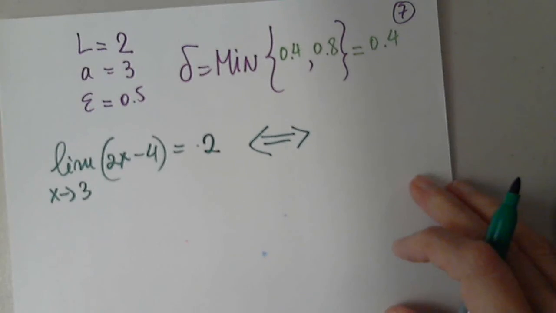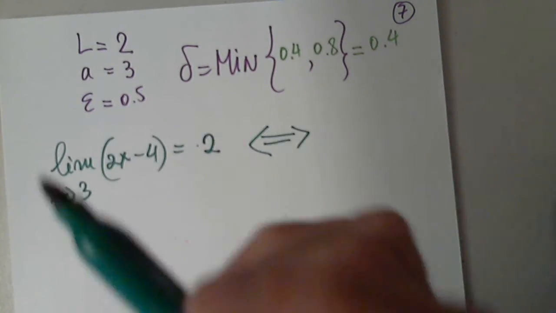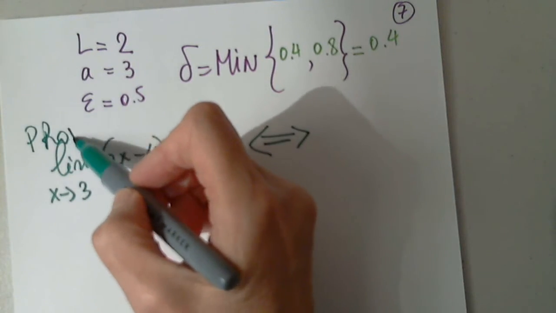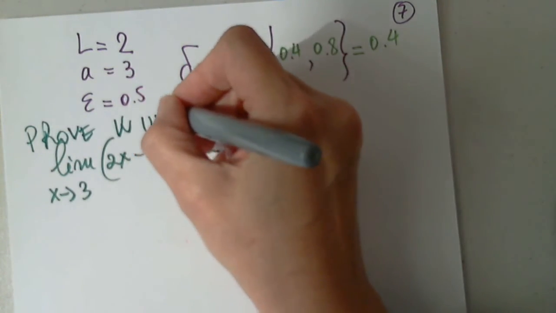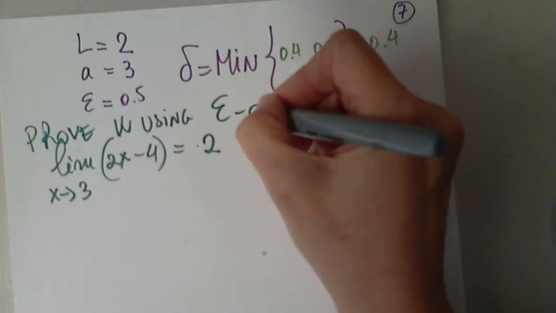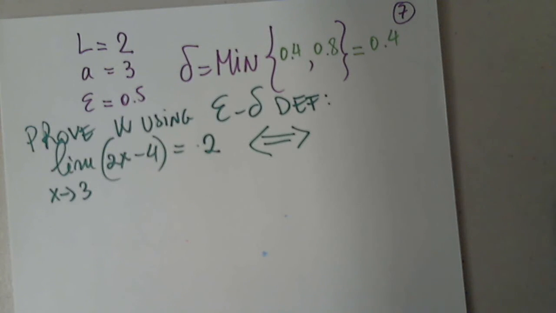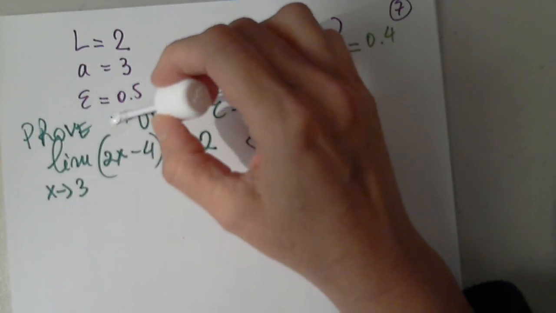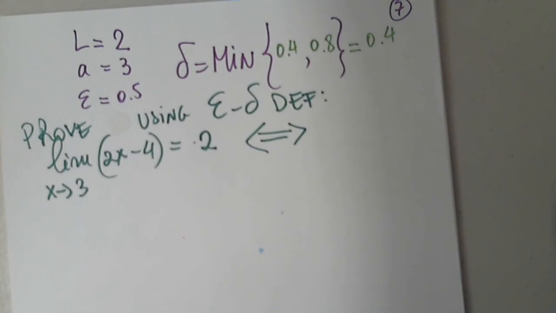Excellent. Let's start. So the question is asking, let's write what the question is asking us. Prove, using the epsilon delta definition, that the limit is 2. Prove this using the epsilon delta definition.